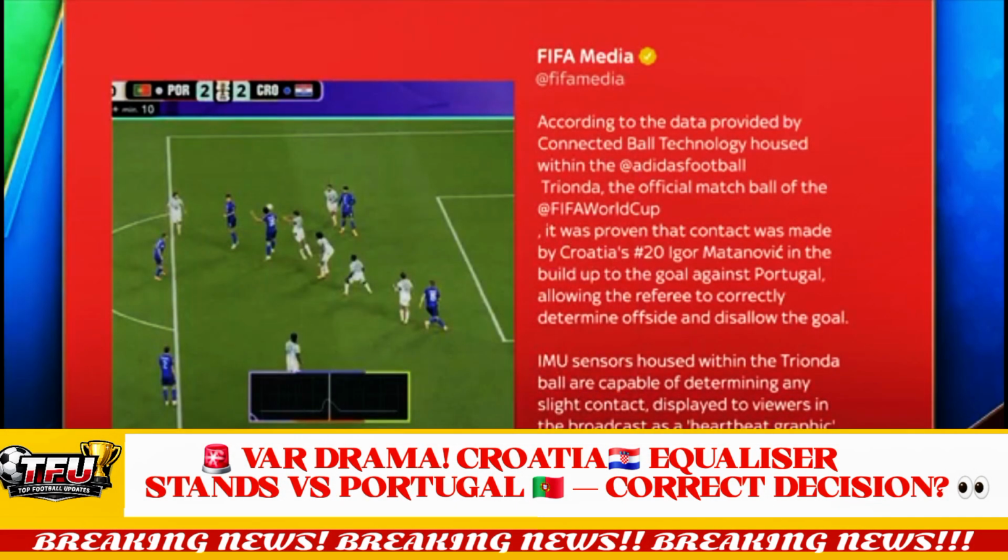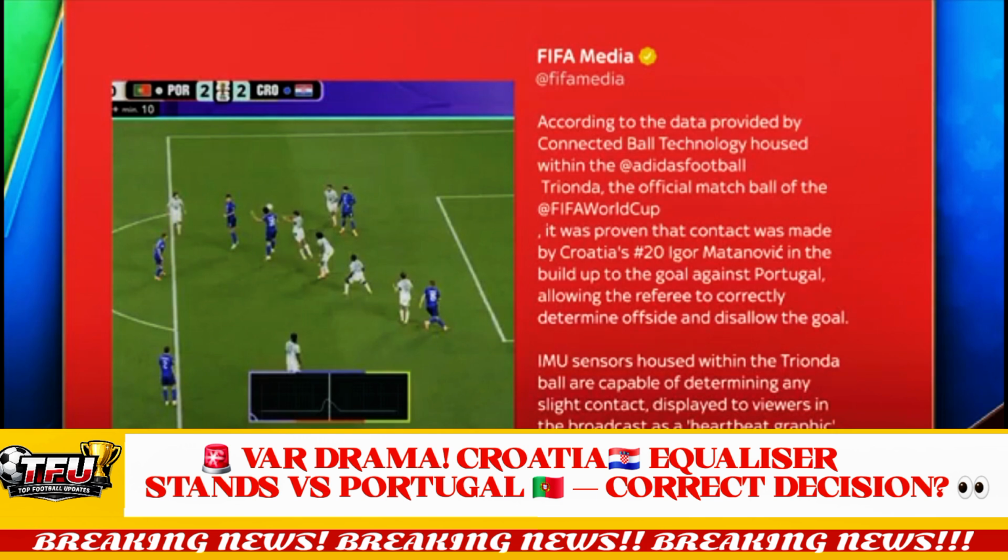Well, FIFA have provided an explanation. On X, they say, according to the data provided by connected ball technology housed within the football, it was proven that contact was made by Croatia's Igor Matanovic in the build-up to the goal against Portugal, allowing the referee to correctly determine offside and disallow the goal.